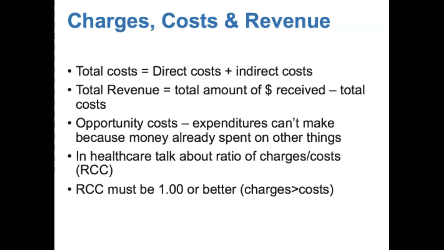Opportunity costs to a program participant depend on the health program. For instance, you could measure losses or gains in work productivity, the family burden of a health problem, or other out-of-pocket costs associated with program participation, such as transportation or lunch. Those could all be opportunity costs. In healthcare, we talk about the ratio of charges to costs, and the RCC must be 1 or greater, as charges need to be more than costs.